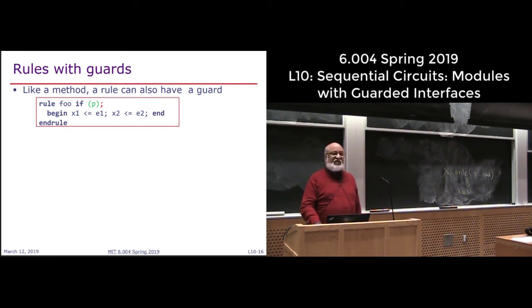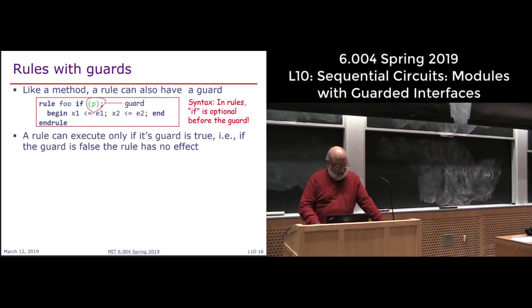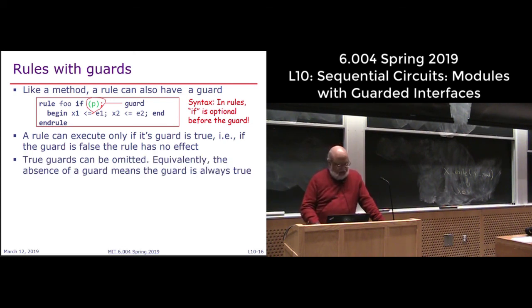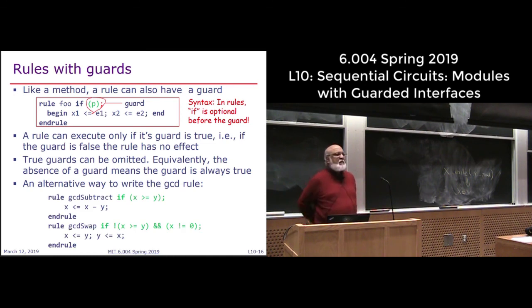And rules can also have guards. So if you write it, you can have P over there in this case. A rule, just like a method, can execute only if its guard is true. So until now you haven't seen any rules with guards. But I just wanted to show you that the rule I had written so far, if I wanted, I could have written it as 2 rules with guards.